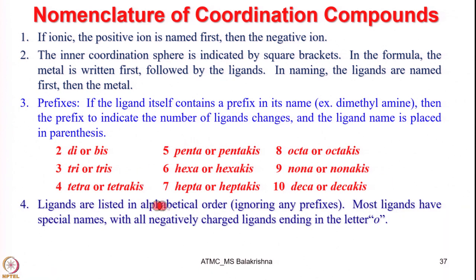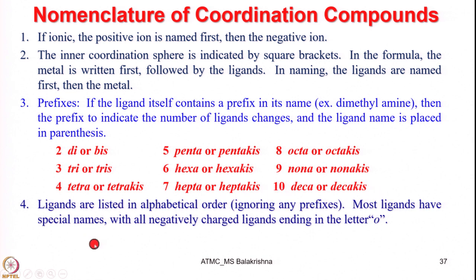Ligands are listed in alphabetical order ignoring any prefix. You should remember, irrespective of how many ligands are there, the first letter of the ligand name should be considered while naming them in alphabetical order. If aqua and ammine ligands are there, no matter how many water ligands and how many ammonia ligands there are, ammine comes first and then aqua. So, first ammine should come and then aqua. While considering the alphabetical order, ignore any prefixes that indicate the number of ligands present.